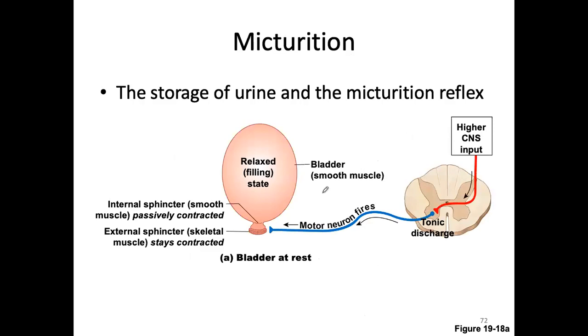The last thing is micturition. So micturition is the storage of urine and the micturition reflex, okay? So here's the bladder. So notice you have a motor neuron that's firing, that's constricting this external sphincter. This is skeletal muscle sphincter. And then the smooth muscle sphincter, the internal one, is passively contracted. So as the bladder is filling, how do we not pee out stuff, or how do we not urinate? That smooth muscle is contracted, right? So the more this stretches, the more the smooth muscle contracts, and then this is contracting using a motor nerve.